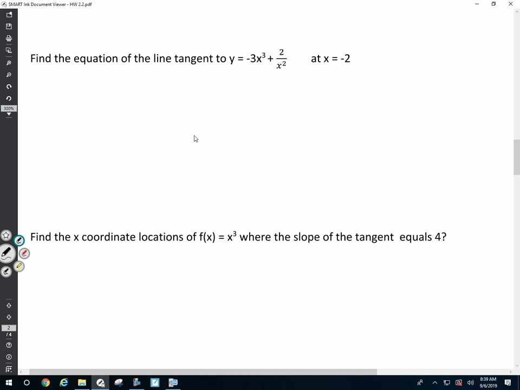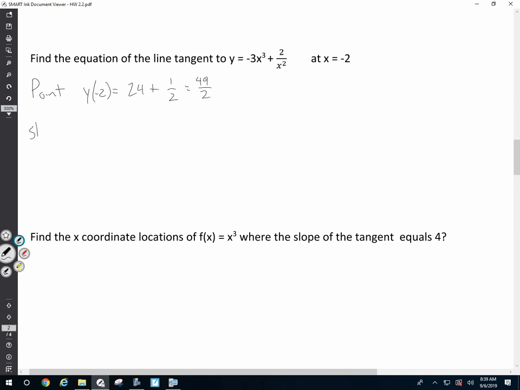All right, here we go. Negative 3x cubed plus 2 over x squared. We'll do both processes. We'll check as well. Point y at negative 2 equals negative 8 times negative 3. That's positive 24 plus 2 times, this will be 4. This will be 1/2. This is 48 halves. So this is 49 halves.